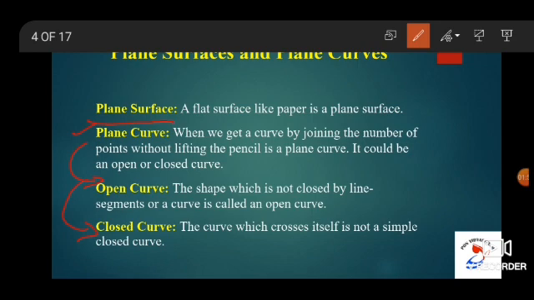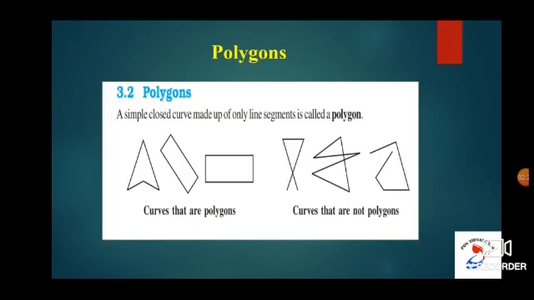First we will see what an open curve is. If I say the term open curve, it is a curve where the shape is not closed by line segments or curves. This type of curve is called an open curve. Next, it is a closed curve. The curve which crosses itself is not a simple closed curve. Now we will see the pictures, then you will understand things much better.